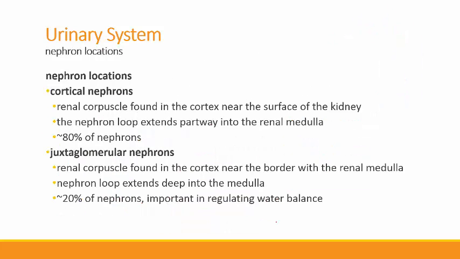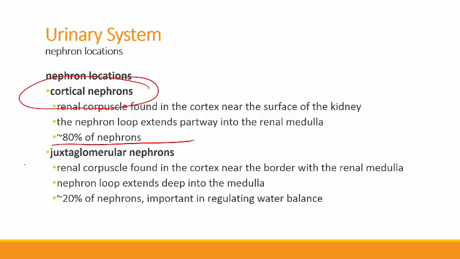Okay, so now I want you to look around a little bit more and find the picture that shows a little pie slice of the kidney tissue. And this is showing where the nephrons are located. And we have two locations for nephrons. If the glomerulus and most of the nephron loop are located in the cortex, then that is a cortical nephron. And this is about 80% of our nephrons. So they're busy doing a lot of work.